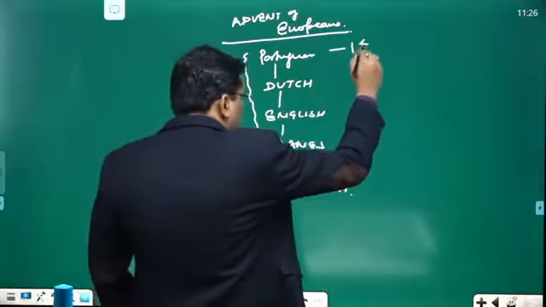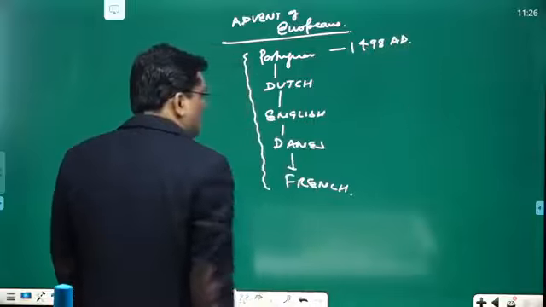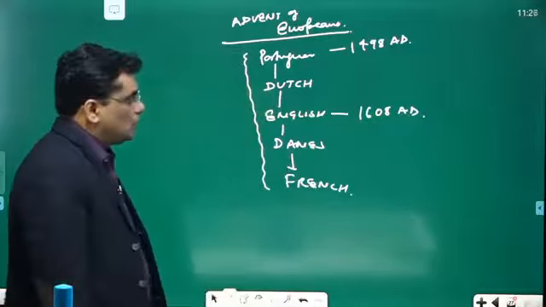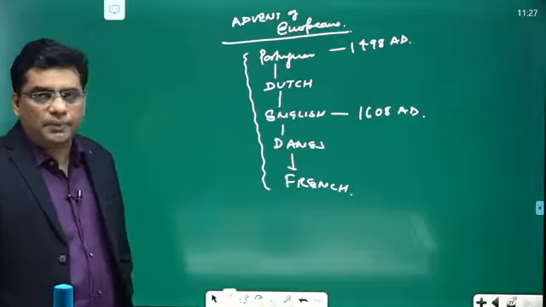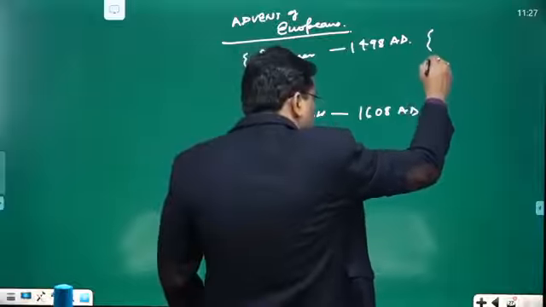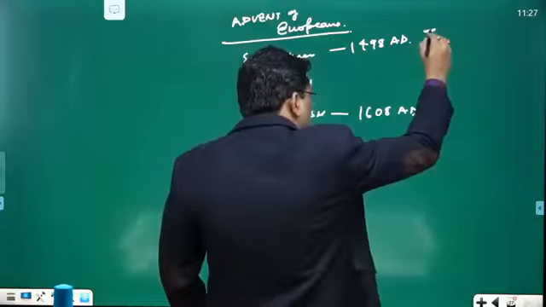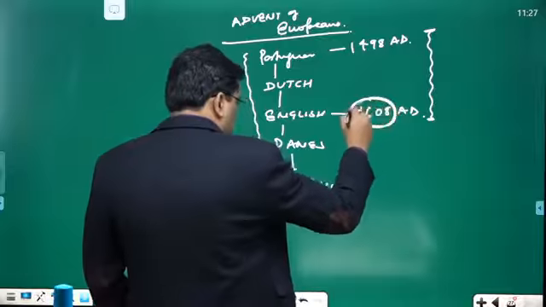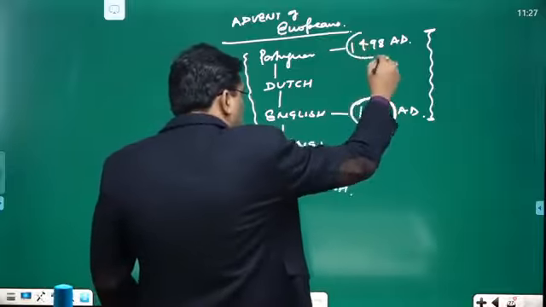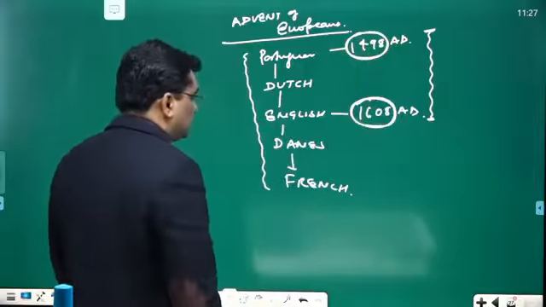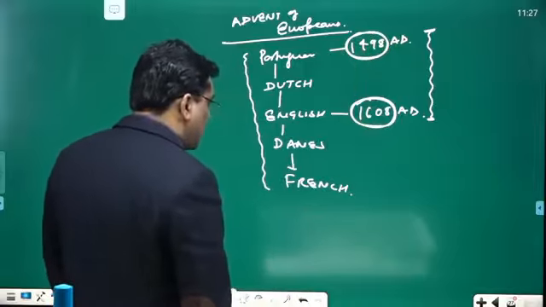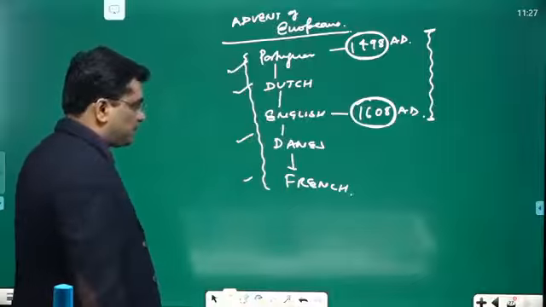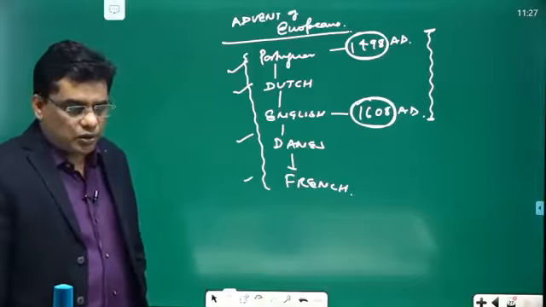Portuguese came in 1498 AD and English came here in 1608 AD. So you can see that there is a 110 years gap between Portuguese and English. And in this 110 years of gap, English overshadowed all Europeans and then overshadowed the Indian traders also.